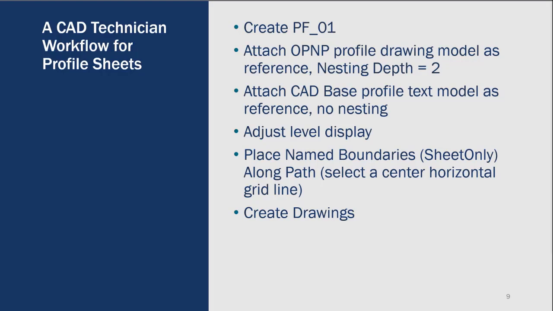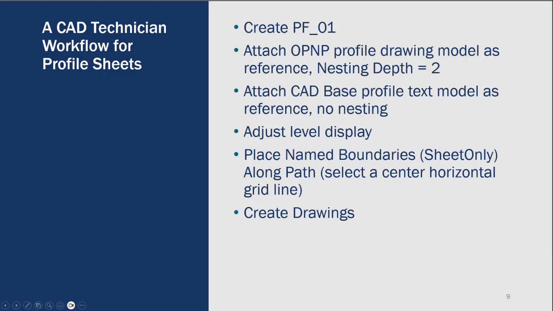You choose a long path here because you're going to end up selecting a center horizontal grid line that's going to be displayed from the OPNP profile drawing model. When we select that grid line, it places boundaries along a straight line and will allow us to chunk up the profile into individual drawings. And I have an example of that.